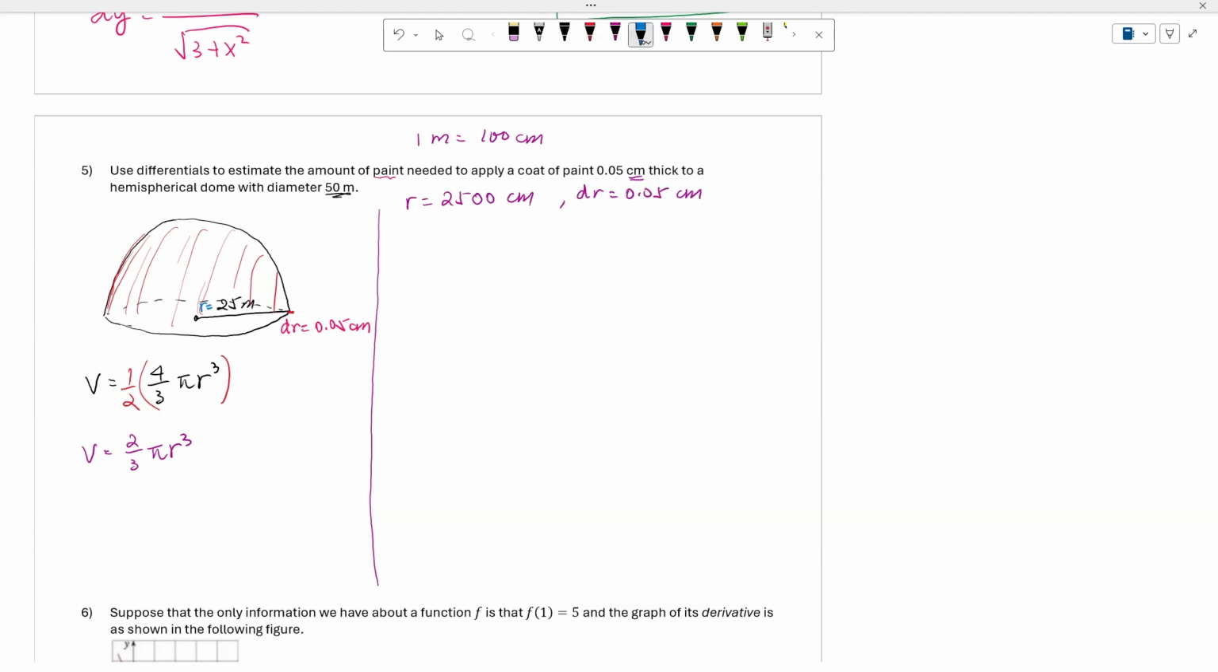So this is what we have, and now I have V equal to 2 over 3 pi r cubed. Now I would like to find dV, the differential. So it will be 2 over 3 pi, which is a constant, and I need to take the derivative of r to the power 3, which is 3r squared. And then I need to have dr.